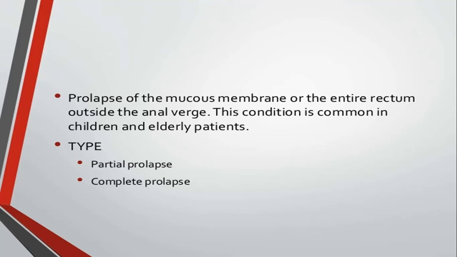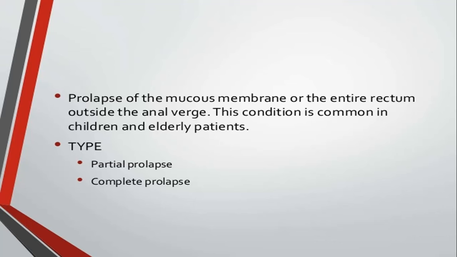So if only the mucous membrane shows up from the anal verge, this is the type which is called partial prolapse. But if the entire rectum comes outside of the anal verge, this is called complete prolapse.